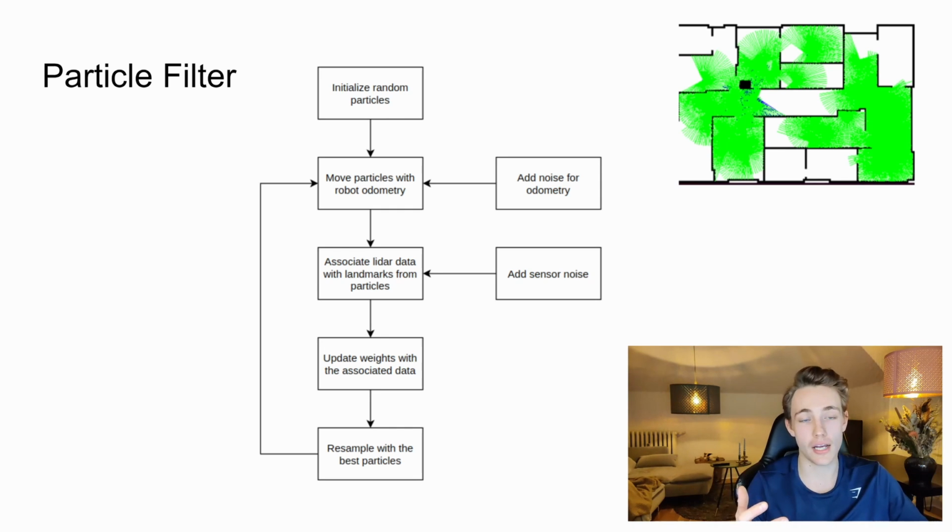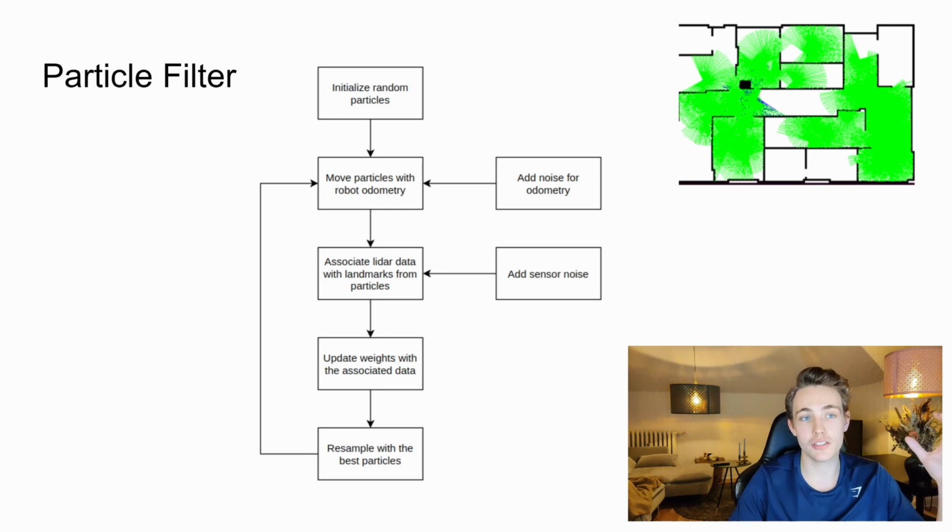It could be cameras, lidars, or some other kind of distance sensors. Then we can update the weights with the associated data. So we're going to match the data, then we can see what are the good data, where we have particles spawned around, and where the similarities are between the measurements and the landmarks from both the particles and the robot. We update the weights based on those particles.